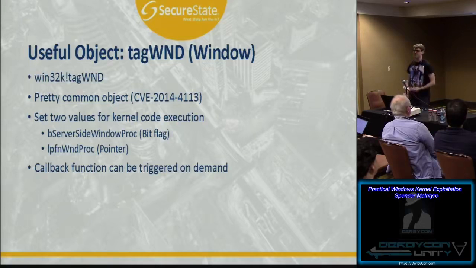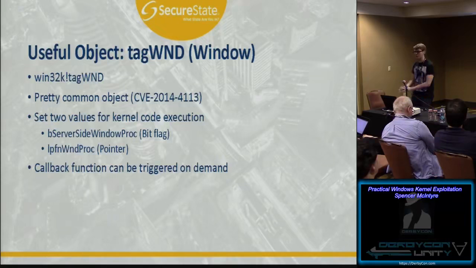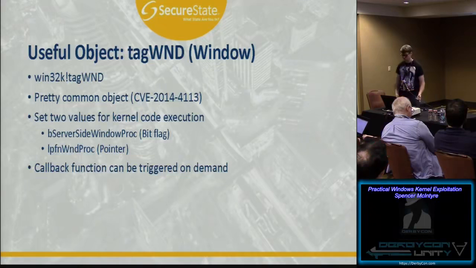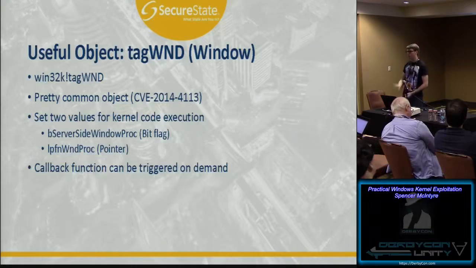So one object that I did want to point out, which is a fantastic object that, if you can corrupt it, it is relatively easy to achieve code execution with, is the tagWND object. That is the window object that's stored in kernel memory space, and it has all of the information pertaining to the window that you're of course using in the GUI. What's very useful about this object is that it has two fields in the structure. The bServerSideWindowProc is a bit flag that's normally set to 0. But if that flag can be set to 1, then this lpfnWndProc pointer points to a callback.